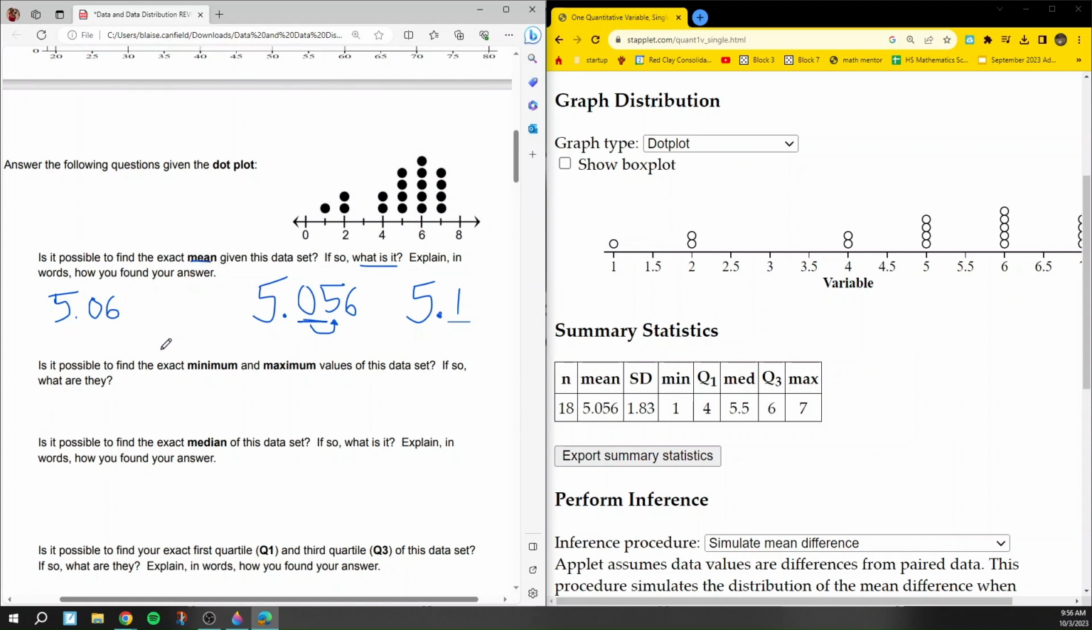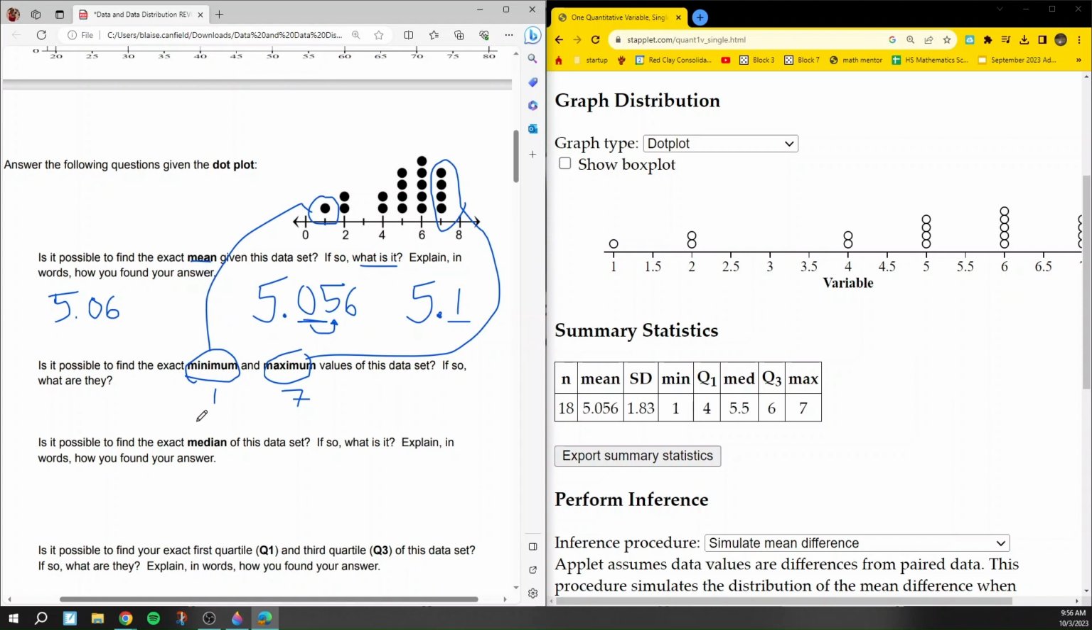Explain if it's possible to find the exact minimum and maximum values for the data set. Let's see, minimum value, there it is. Maximum value, there it is. So it looks like the minimum is 1 and the maximum is 7. Hopefully me drawing that explained it if you didn't already know.